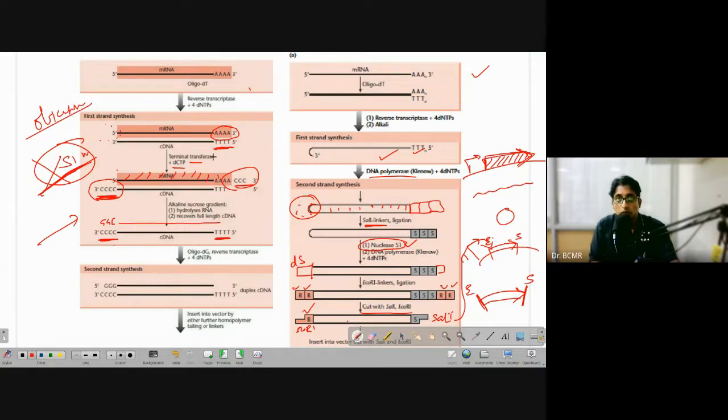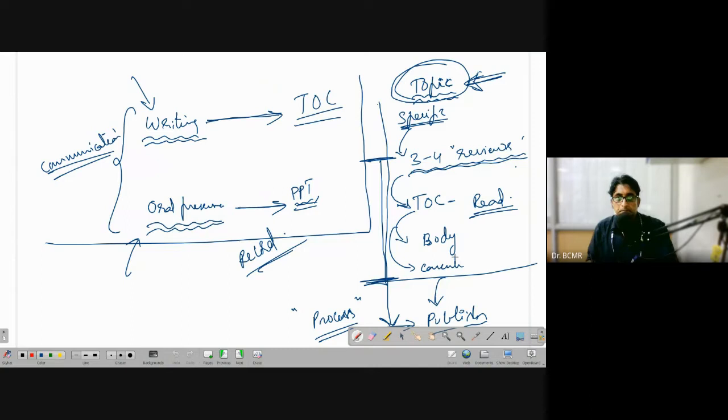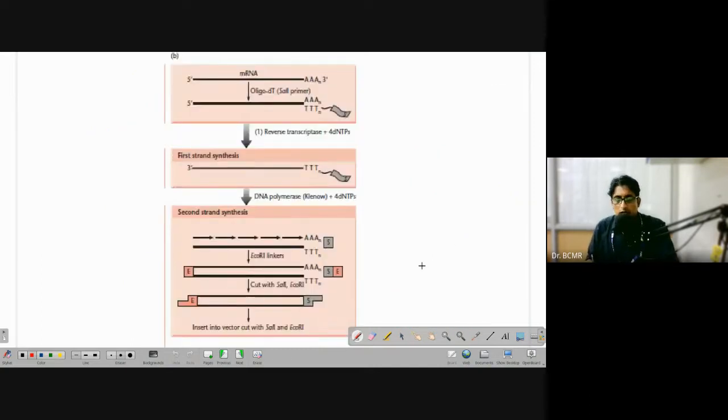By using homopolymer tailing. And in the other protocol, the objective is directionality. How is it achieved? By adding linkers at different steps, so that on one side we get EcoR1, on the other end we get Sal1 overhangs. And so there are protocols. What we are going to do here is this nice protocol as well. It solves the problem of directionality.